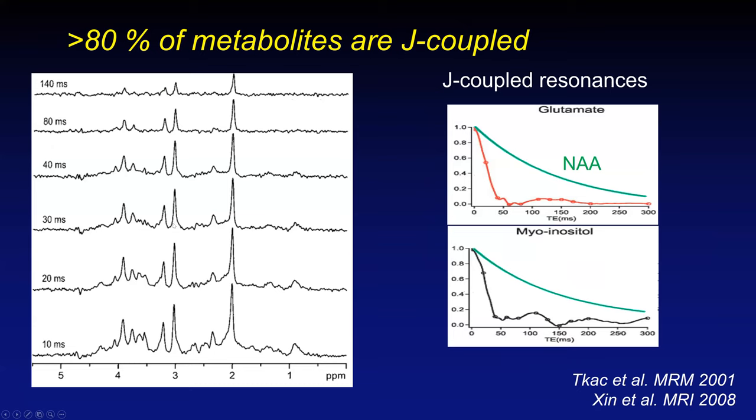Here you can also appreciate, for a standard, optimized PRESS sequence or so from Ivan Tkac, for different acquisition times, echo times, how the signal drops, especially when you look at the J-coupled metabolites in between the main singlet resonances. And since most of the metabolites are J-coupled metabolites, this is a significant advantage.